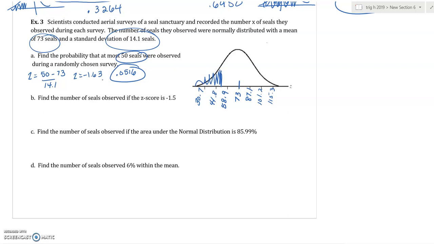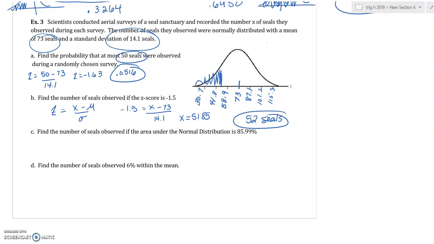Okay, let's take a look at the next problem. The next problem, part B, says the z-score is negative 1.5. So go ahead and find the data value. So this time I give you the z and you are telling me the x. So go ahead and pause the video and give that a try. Okay, so let's see how you did.